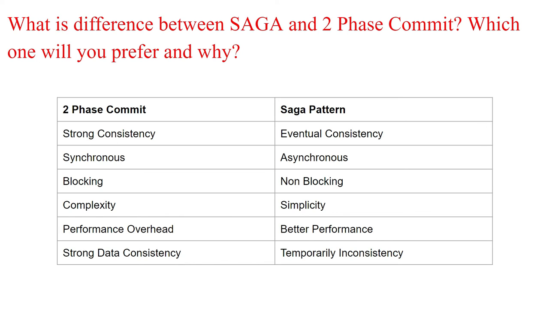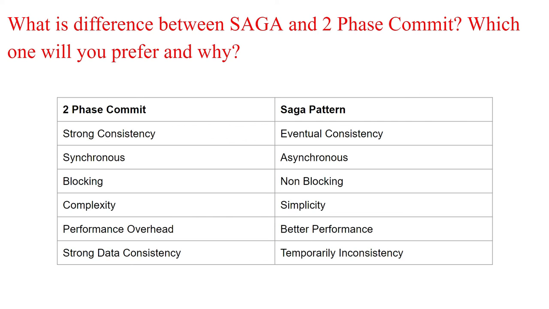Now for that, first you need to understand Saga and 2PC. 2PC works with synchronous communication where there is one coordinator. Say the order service is the coordinator. The payment service and the email service become the participants. The order microservice sends a prepare request to the payment service.